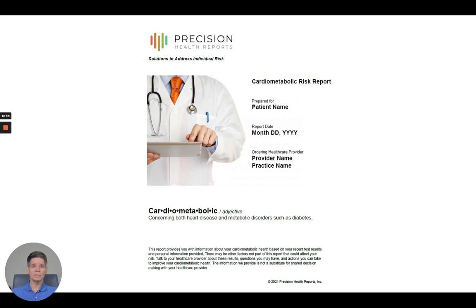Two things to remember. Number one, this is a lot of detail about your current risk for heart attack, stroke, and diabetes. And number two, all of these risks are highly modifiable, and we can track them over time.